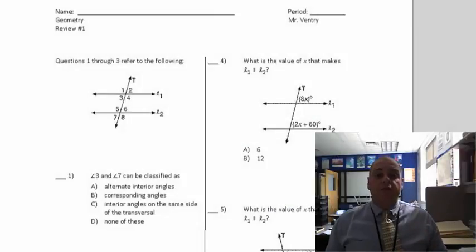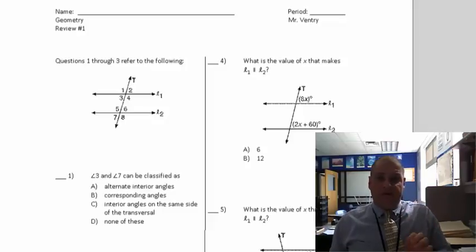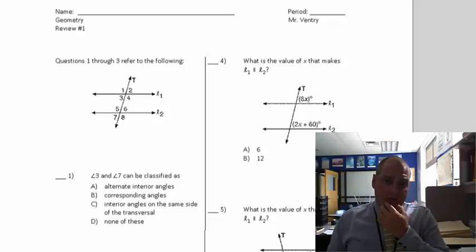Here are the solutions to review number 1. Be sure that you have tried all of these problems first, the best you can. I know without a compass it's difficult to do the constructions, but make sure you found some class time where you could do those. I try to give you some time in class to do those. All right, so here's the solutions and what everything should look like for your review number 1.